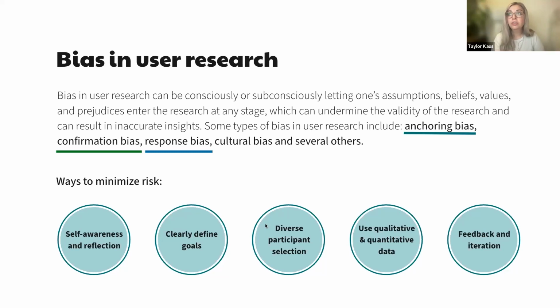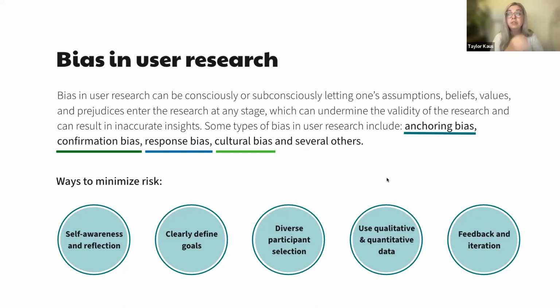Next, we have cultural bias. Cultural bias is when the researcher judges a participant's behaviors or responses based on their own culture. An example of this could be an English-speaking researcher assuming a participant who is a non-native English speaker may be comfortable speaking in English. They might not be. And if they are not, this could impact the participant's ability to express themselves fully, leading to incomplete insights.